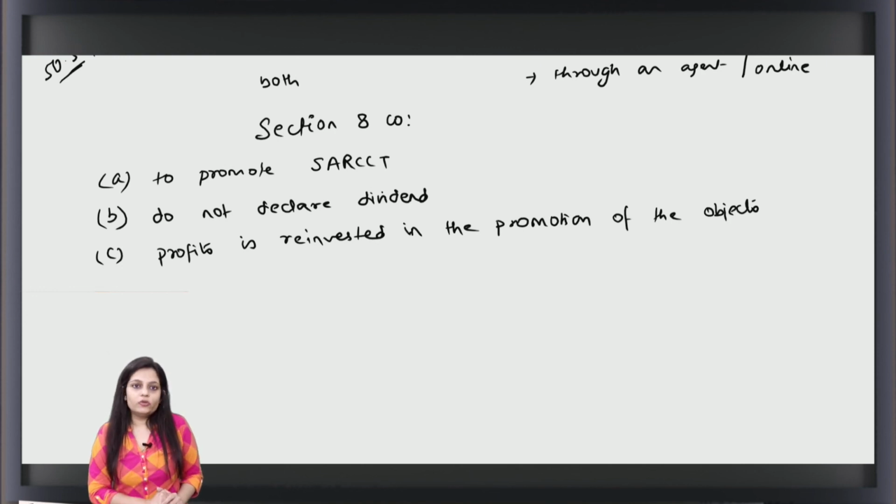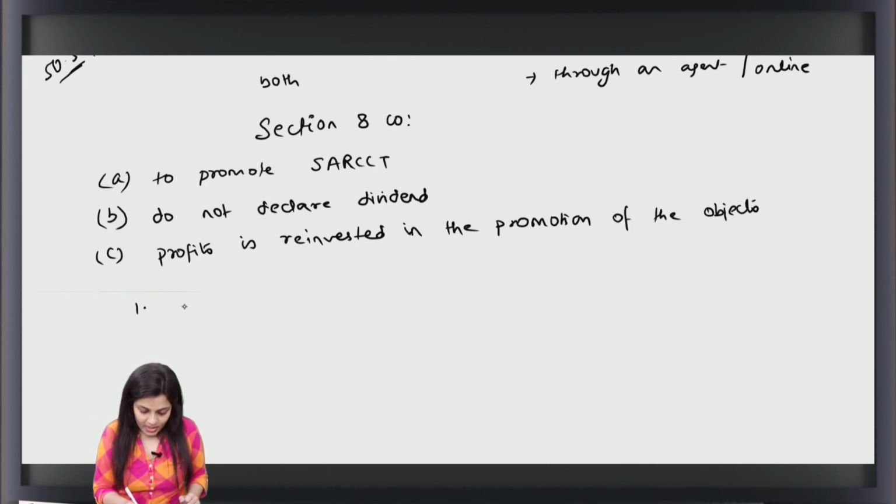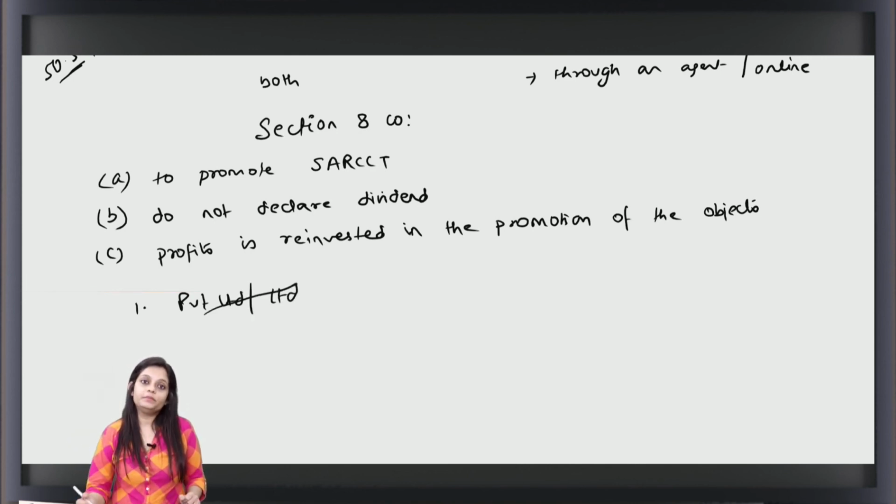So we have to apply to the ROC that I want to incorporate as a Section 8 company, this is my object, and so on, I have to give. If they are satisfied, they will grant me a license. Once the ROC grants me this license, I become a Section 8 company. And when I become a Section 8 company, the words private limited or limited need not be used after my name.